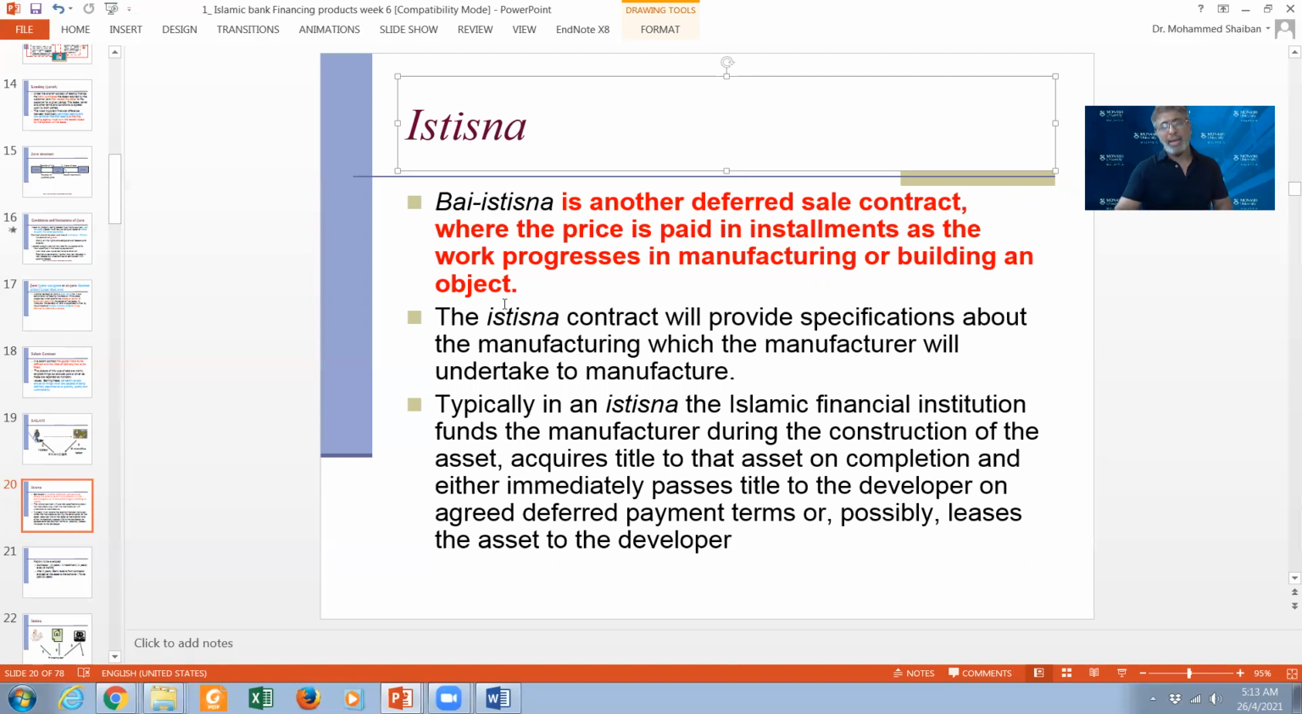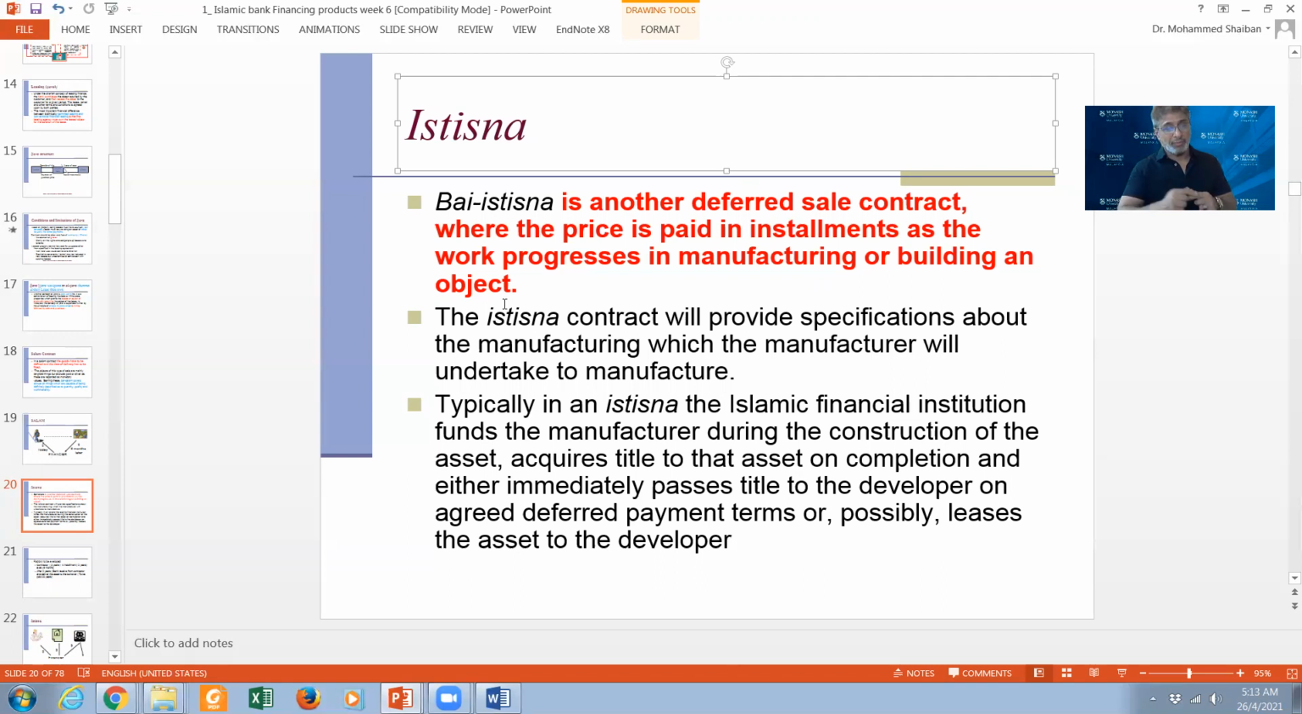This contractor is not part of the contract. You and the bank are part of the contract. So he needs his money now. So the bank will take the contract and agree with the customer that the delivery of the asset will take 2 years, and the installments will be three or four installments. So the bank will take this and pay for the design, pay for the machines, pay for the consultations until the asset is ready. They will deliver the asset to you where you can start producing. And now the contract will start for 20 years.